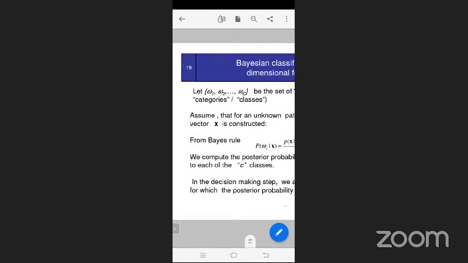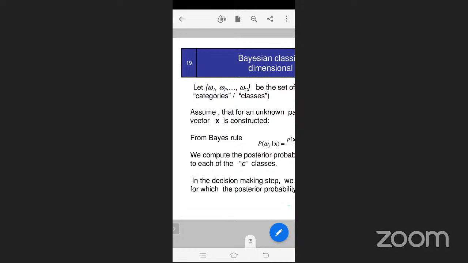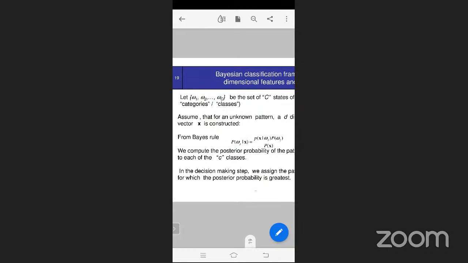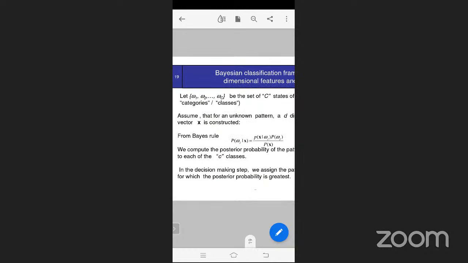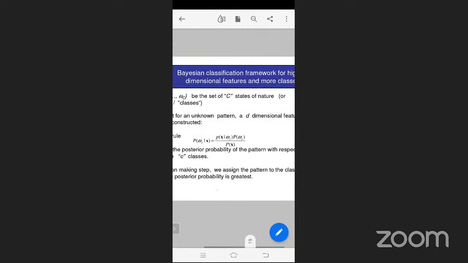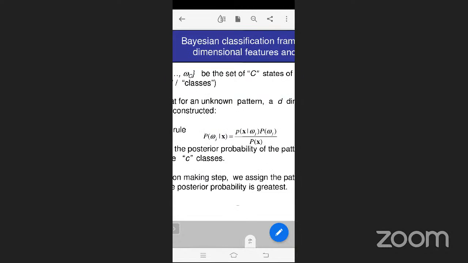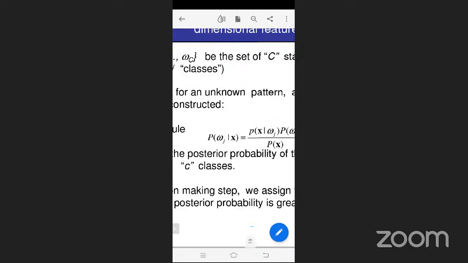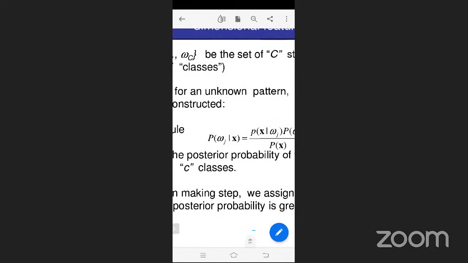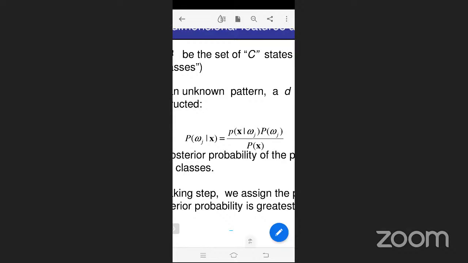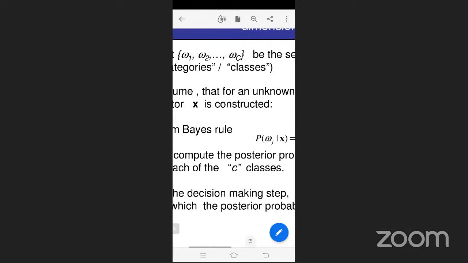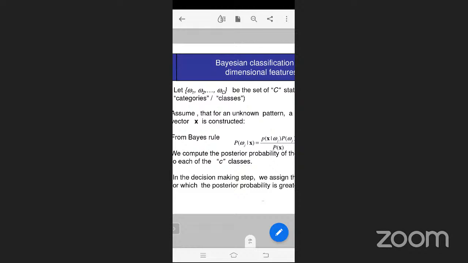The last part, before I wind up, is that you're going to extend this principle to C classes, and no longer is the dimension 1. It's no longer a scalar feature, it is d-dimensional, so I can rewrite the same thing as probability of omega j given x vector, equals probability of x vector given omega j, times probability of omega j, divided by probability of x. How many posterior probabilities will I get?